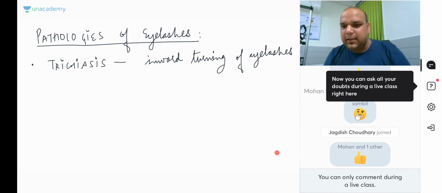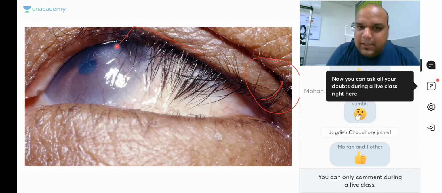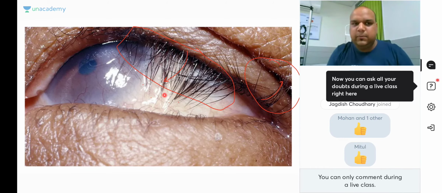So I'll just bring up a photograph on your screen. Can you see these eyelashes here on the lateral corner? These are normal eyelashes. They are turning out. But see all these eyelashes, everybody. What is happening in these eyelashes? They are turning in, they are touching the cornea, rubbing on the cornea, everybody. So this is called trichiasis. I hope there is no confusion about this.